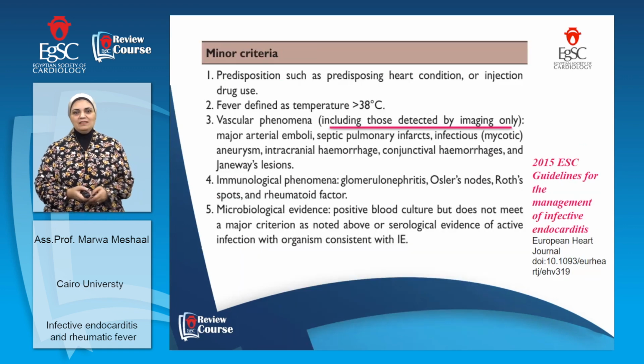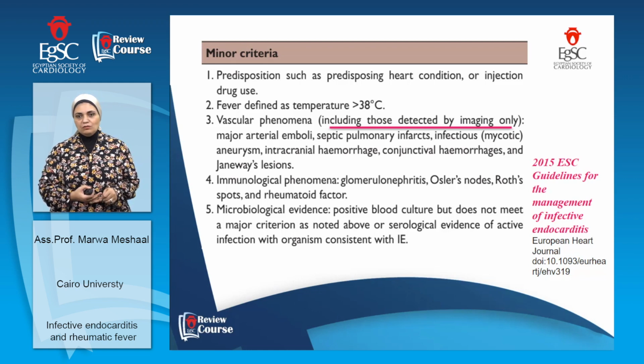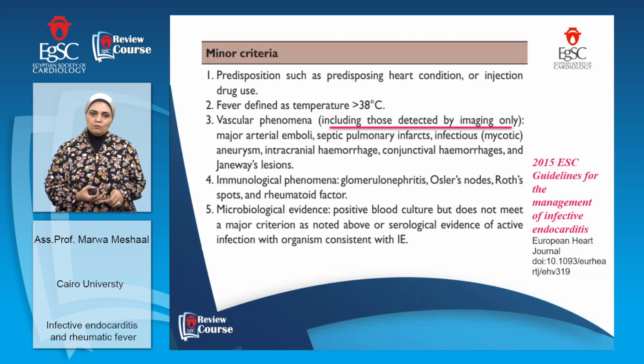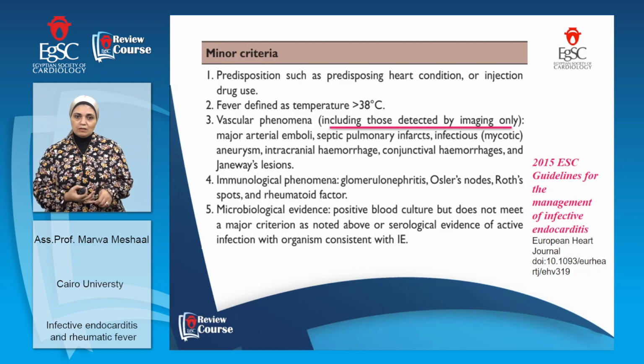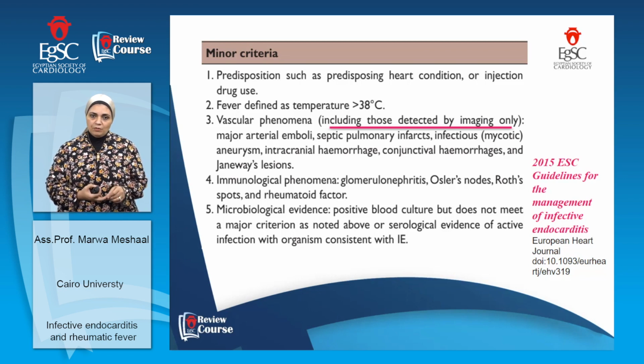Minor criteria are defined as predisposition, such as cardiac lesions, prosthetic, rheumatic, or congenital, cardiac devices, or intravenous drug abuse; fever of more than 38 degrees; vascular phenomena, including those detected by imaging only, and this was newly introduced by the European Society of Cardiology in 2015; immunological phenomena like glomerulonephritis, ocular nodules, Roth spots, or rheumatoid factor; and microbiological evidence. This is a serological positive test for organisms that are known to cause infective endocarditis, or positive blood cultures that fall behind completing the major criteria.